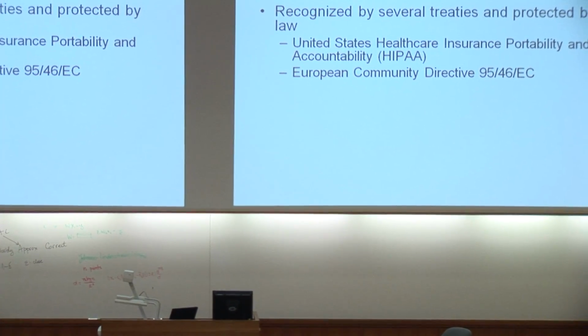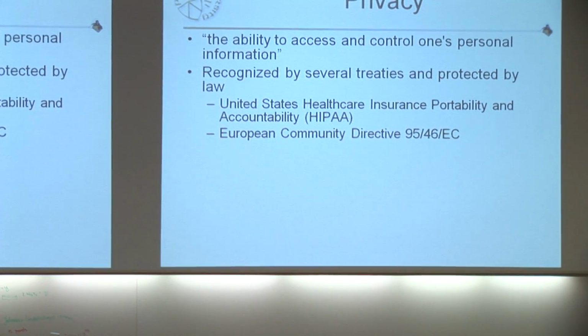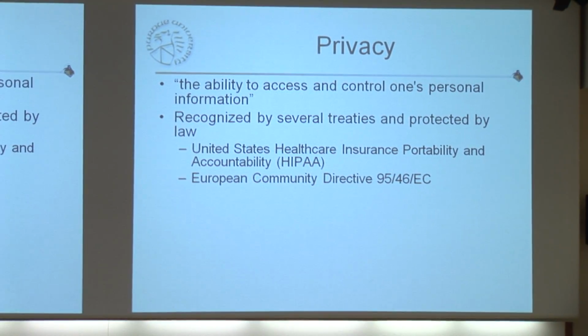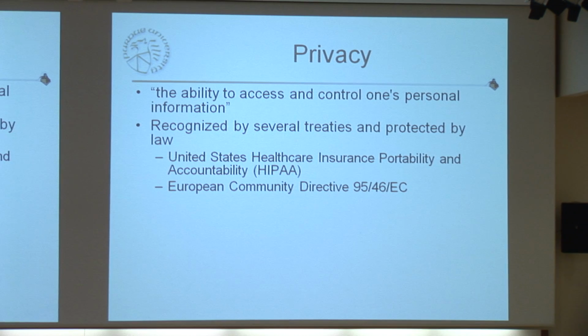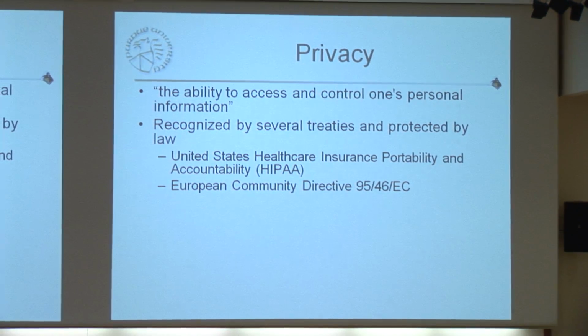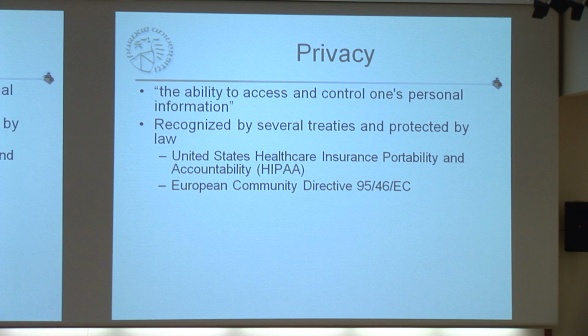OK, so a little bit on privacy. What's privacy about? Well, ability to access and control one's personal information. That's one definition. Several treaties, law that deals with this. Probably the two most famous here in the US, HIPAA, the Health Insurance Portability and Accountability Act. Nothing in the title. Everybody assumes the P is about privacy because you hear about that. But the title doesn't include privacy. But one small part of this act gives some fairly well-defined rules on use of healthcare information in the US.